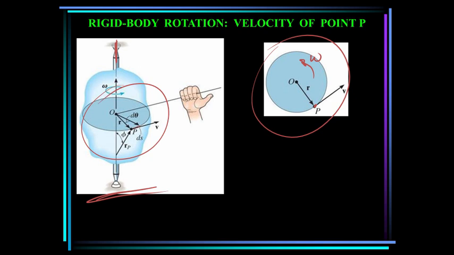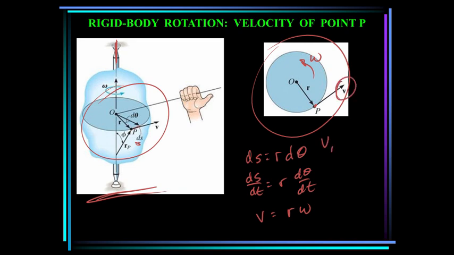So if you look at this area right here, we can see that the length ds is equal to r d theta. So I can divide that by dt on both sides. ds dt is velocity, r is the radius, and d theta dt is omega. So the velocity of this point P is equal to r times omega. So it's just the radius from the fixed axis to the point times omega.